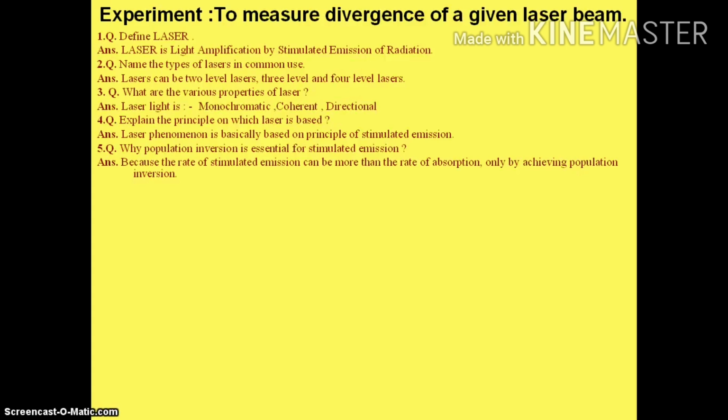अगर population inversion होगा तभी rate of stimulated emission ज़्यादा होगा, हो सकता है rate of absorption से. Okay, then this is the basic phenomena. Okay, what is the wavelength of helium neon laser, ruby laser and semiconductor laser?